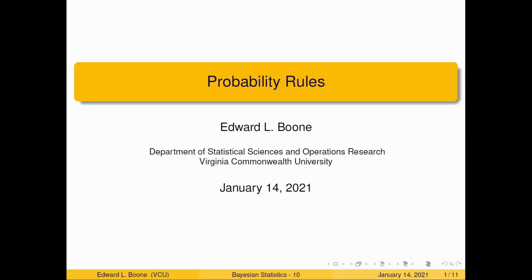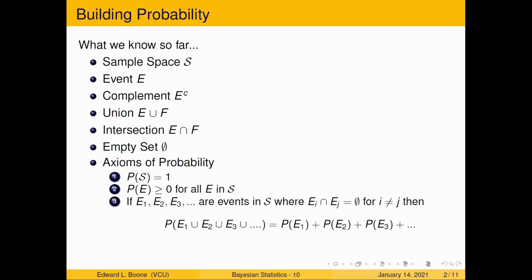Probability rules. This is part of an Applied Bayesian Statistics course at Virginia Commonwealth University. All right, so we've been building up probability, and this is what we know so far. We have a sample space, which we denote S. We have an event, E, and its complement, denoted E with a superscript C. Then we have the union, E cup F. The intersection is E intersect F, or I would say E cap F.